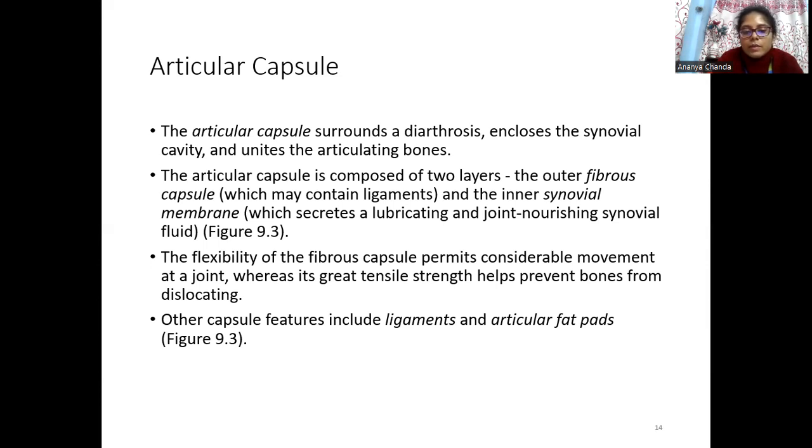The flexibility of the fibrous capsule permits the movement of the joint, whereas its great tensile strength helps prevent the bones from dislocating. Other capsule features include ligaments and articular fat pads.